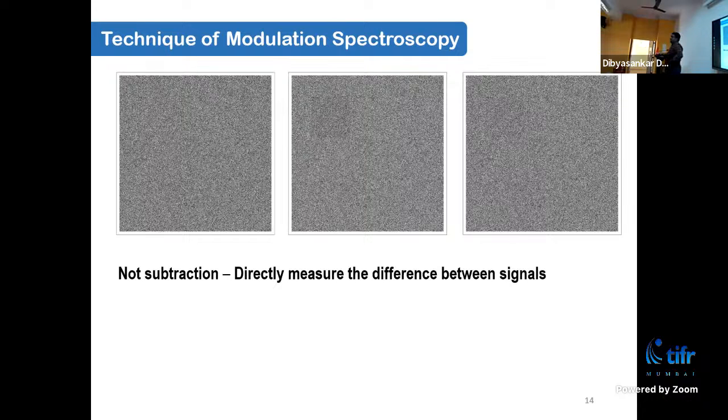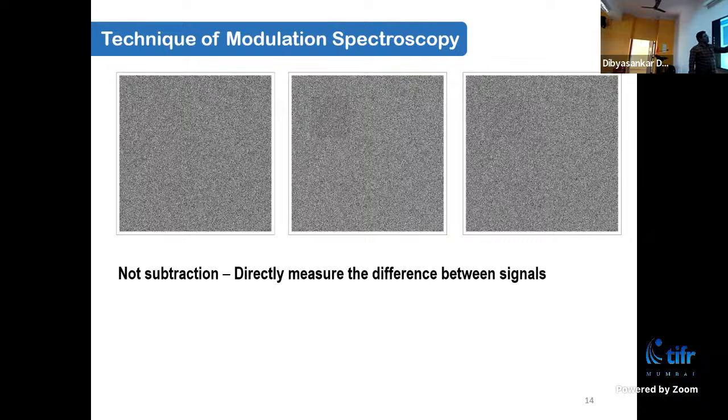That will be completely, the noise will be even more than this noise. It's not a mere subtraction. It directly measures the difference, not one curve minus another. It directly measures the difference between these two curves. Why can you detect this? Because this background is constant.